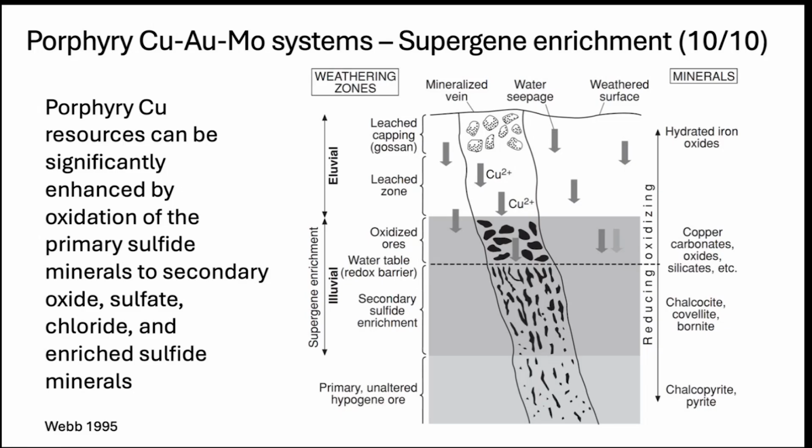And so what you get at the top, what's left behind, is mostly iron oxides because they're not soluble under oxidizing conditions. And so you get the leach cap, which is what it's called in porphyry world. In a VMS world, it's called a gossan. Same thing.